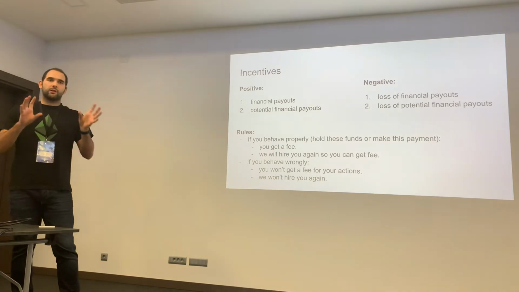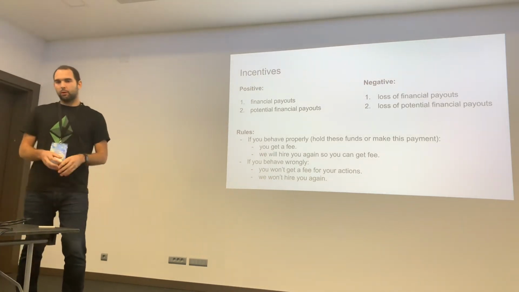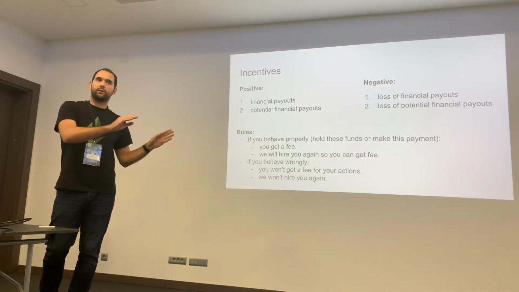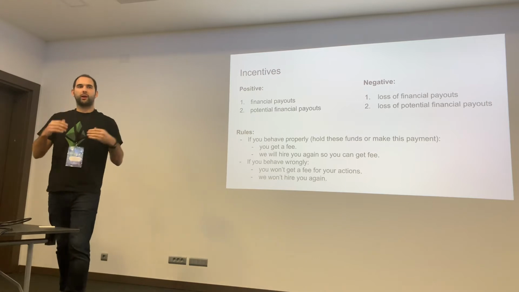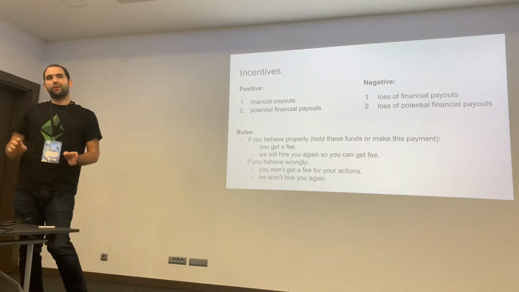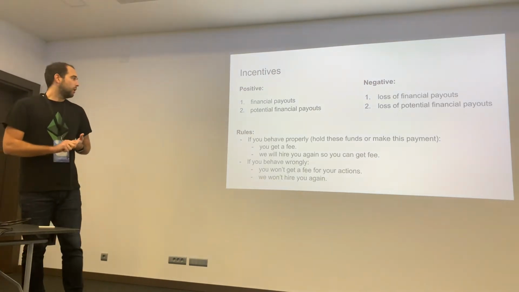So if they do something wrong, they will not get paid, or they will lose the potential of getting paid. So we can write some rules with this. Like if you behave properly, for example, you as a physical person hold this fiat currency in your bank account on our behalf, or you make a certain payment to another bank account, then we will pay you a fee.